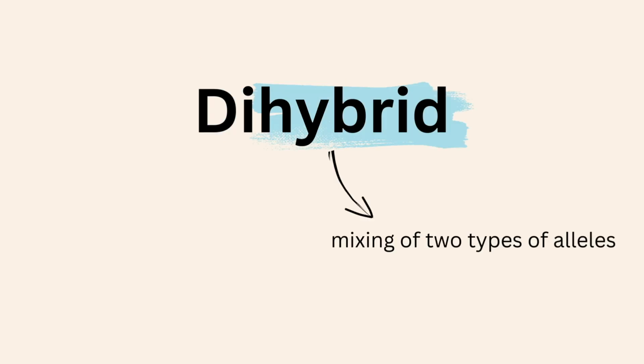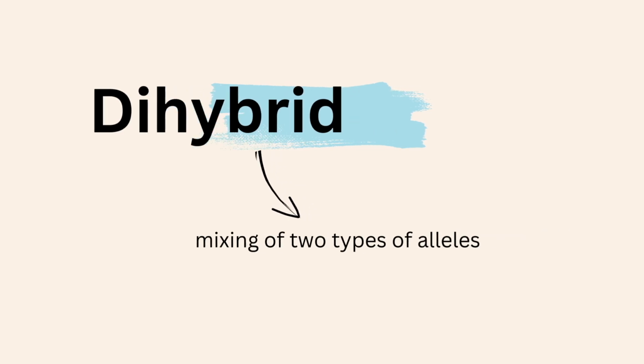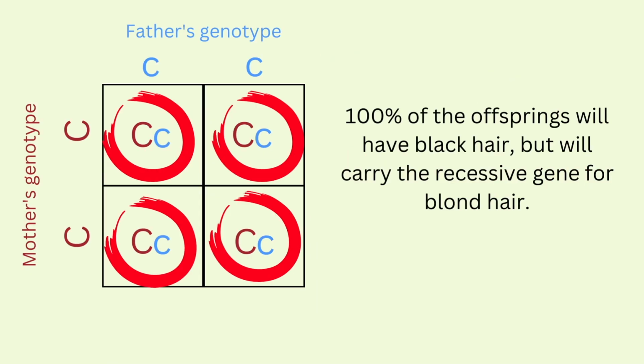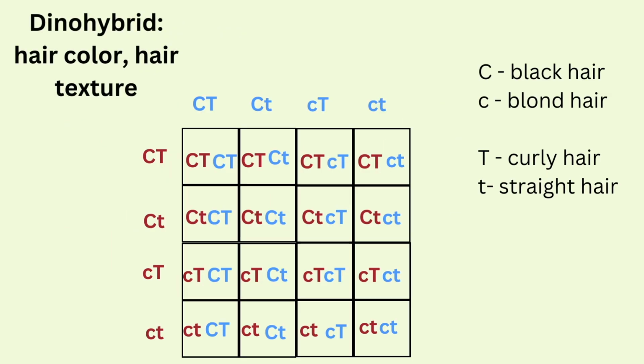On the other hand, the "di" in dihybrid refers to the fact that two genes are observed, and hybrid refers to the mixing of two types of alleles as well. To illustrate, a monohybrid cross would examine hair color, which is a singular trait. In this example, 100% of the offspring will have black hair, but will carry the recessive gene for blonde hair, while a dihybrid cross would examine hair color and hair texture, which are two different traits.